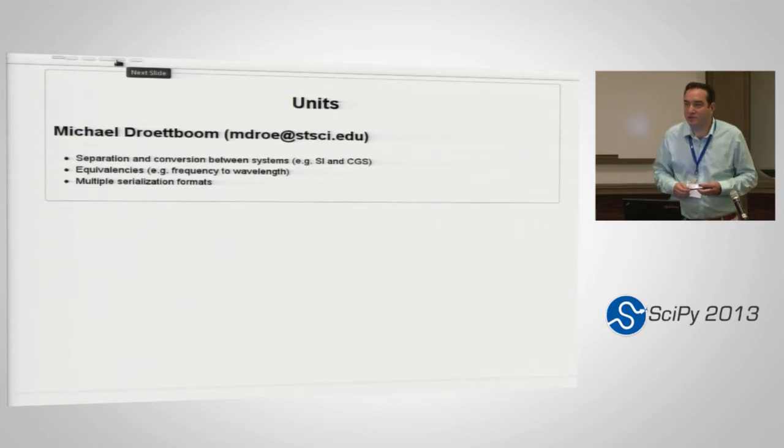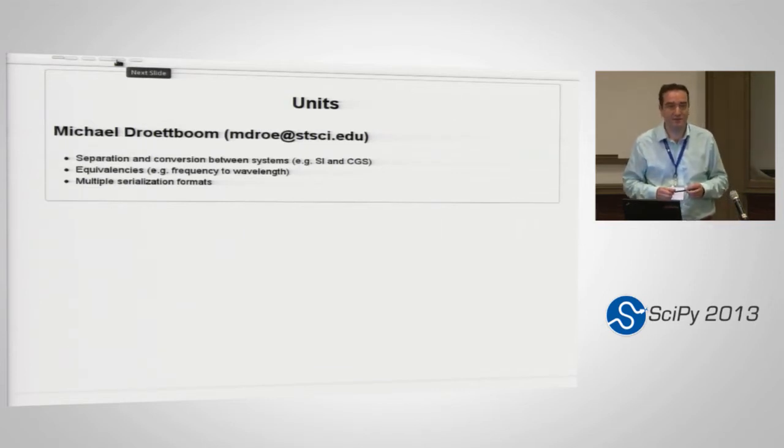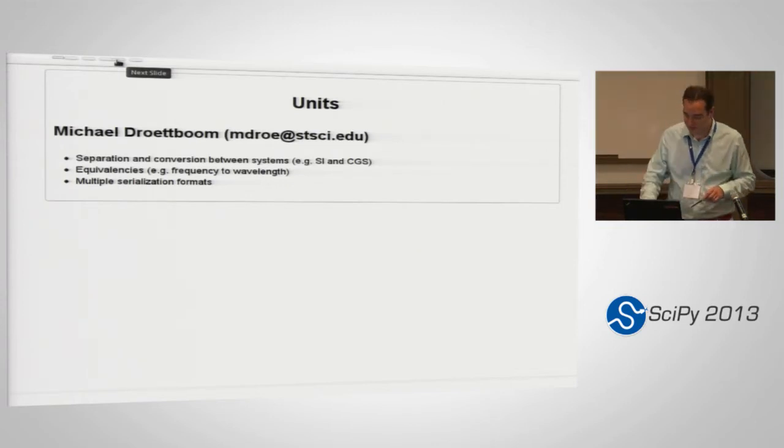And then we also need to support all the different ways of spelling units, the serialization formats for units that exist in astronomy. No one seems to really agree on how you should write a unit. There's a VO unit project underway trying to resolve that, but in the meantime we have the imperfect world in which there's all these different formats out there.